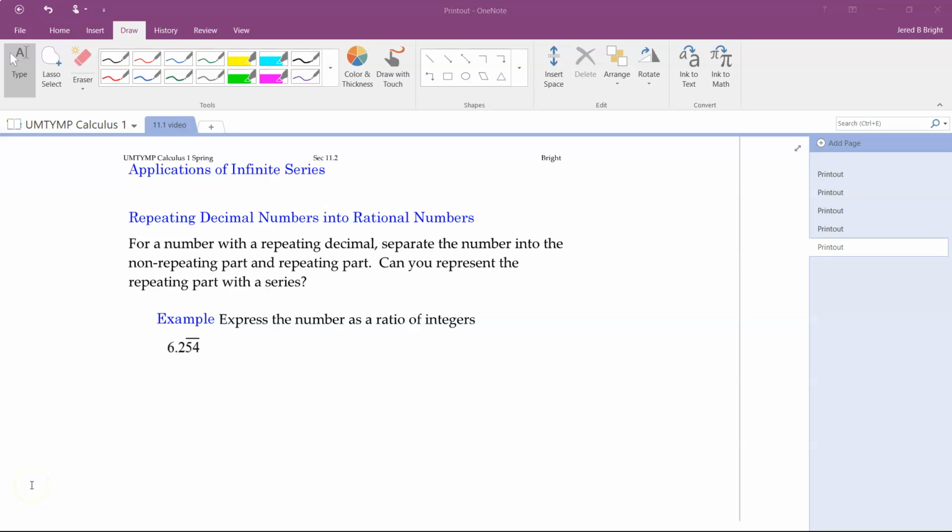And now in our discussion of series, we're going to look at some applications. So first thing, repeating decimals, and also looking at rational numbers. When we encounter this, you may have seen this before, maybe not.